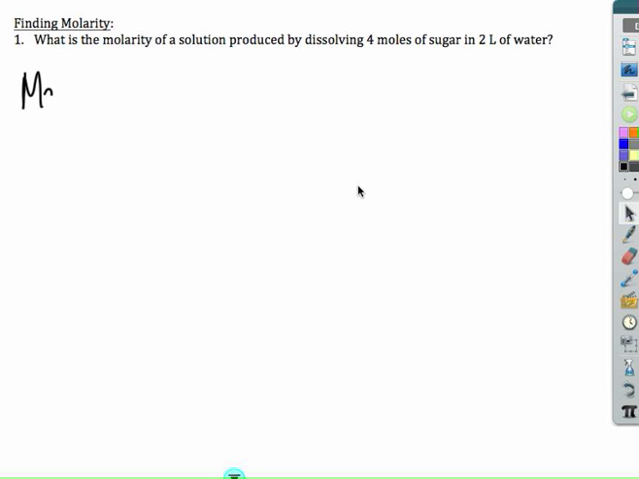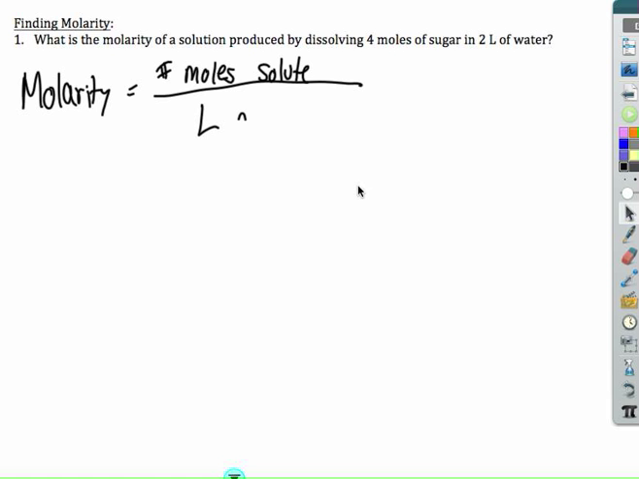Remember that molarity is equal to the number of moles of your solute divided by liters of solution. Okay, we use capital M for molarity, but the units are actually moles per liter. These two things, capital M and moles per liter, mean the exact same thing. So let's look at our problem.